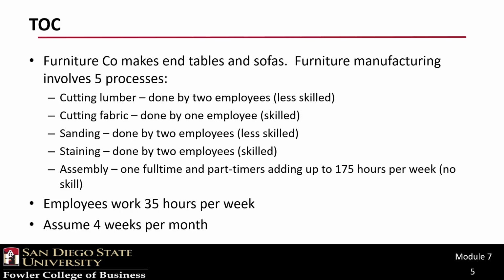And there's assembly. That's 1 full-time and part-timers that add up to 175 hours per week, and that's considered a low-skill task. The employees work 35 hours a week, and let's assume 4 weeks a month, just for simplicity's sake. You are ultimately going to need to refer back to some of these details as we work our way through. That's why I suggested you have some printed slides.